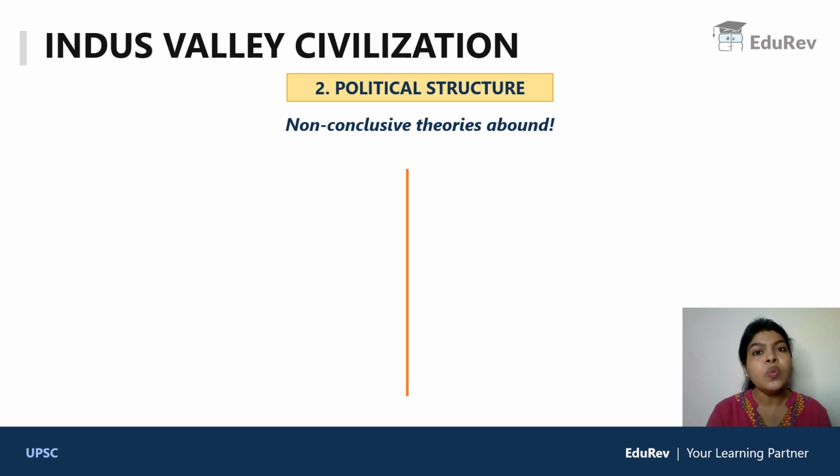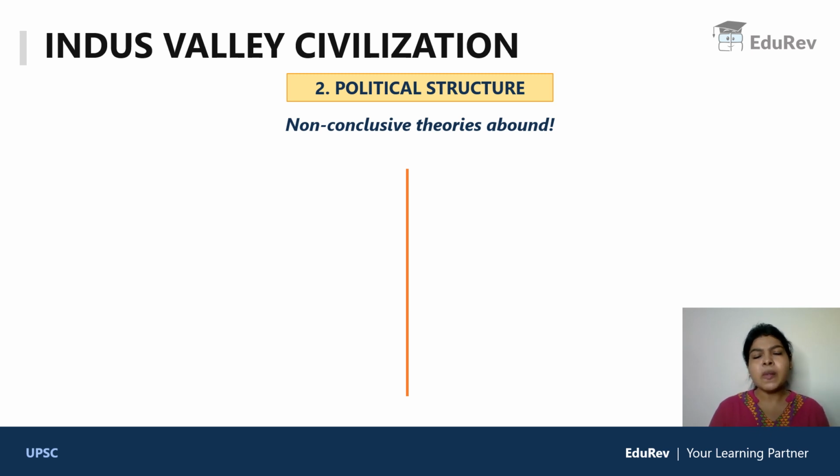Just like how we are not able to decipher their script, we are not able to decipher what sort of authority ruled them. Be it any given country, there should be some sort of political structure, right? Like we have a democratic structure. Similarly, we do observe there is a centralizing tendency with regard to IVC. How am I saying that?